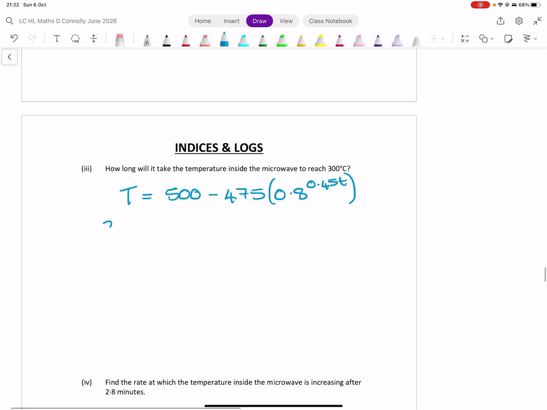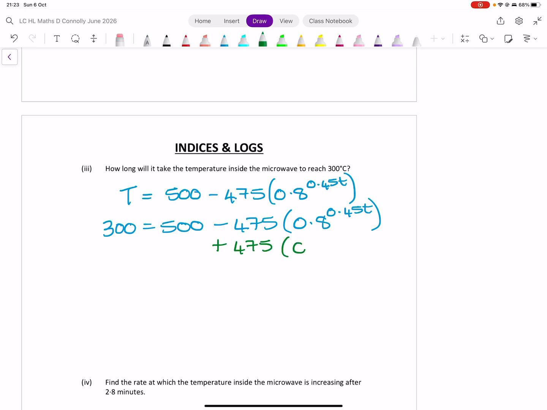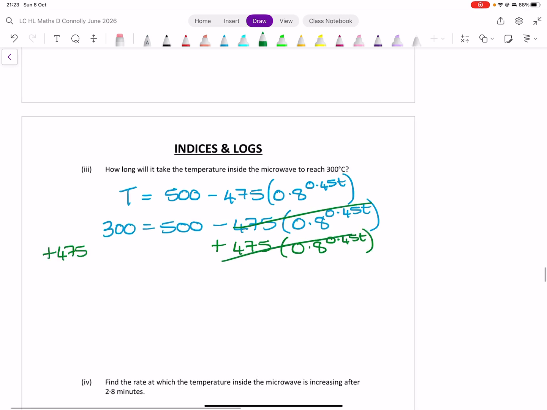Okay, and how long? So it's this we're given. So 300 equals 500 minus 475 times 0.8 to the 0.45 T. Again, I think I'm going to plus this. It's just always easier to get rid of those negatives. You don't have to. Okay, and then I want to get rid of that 300, so I'm going to minus 300 to cancel it, and then minus 300 over here.